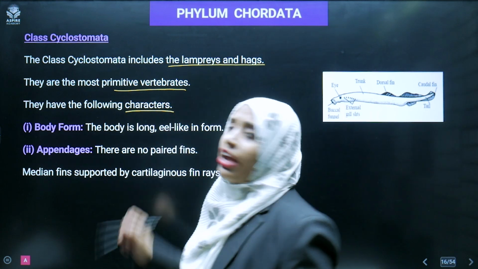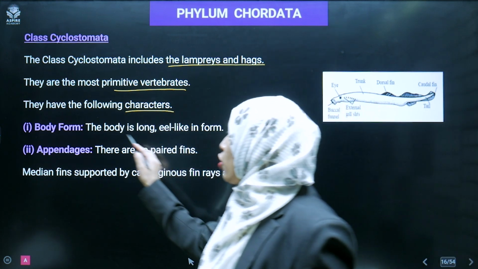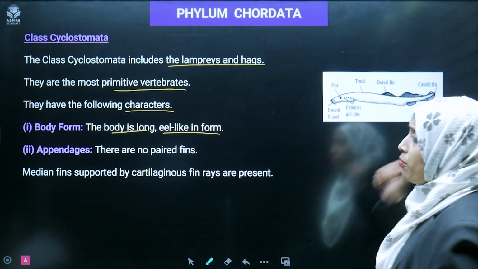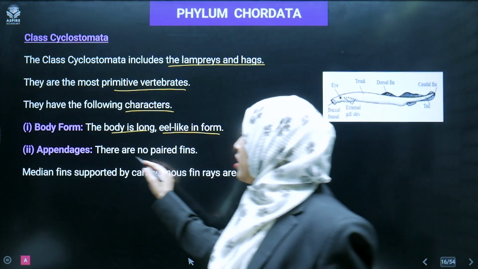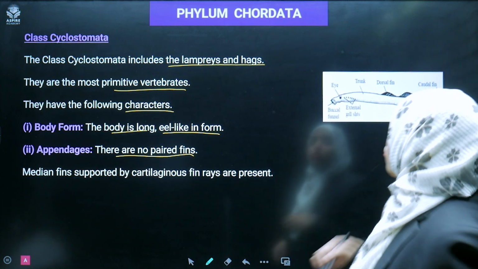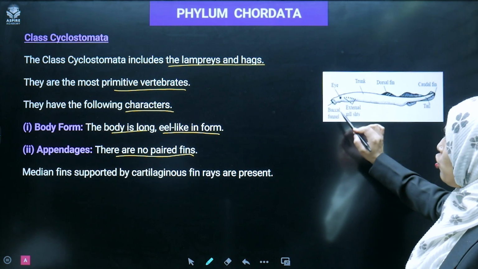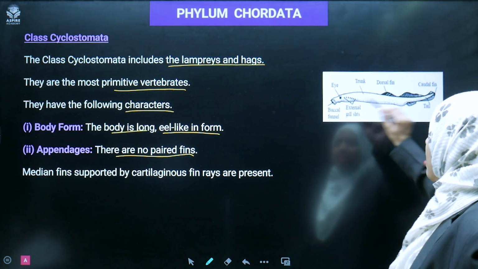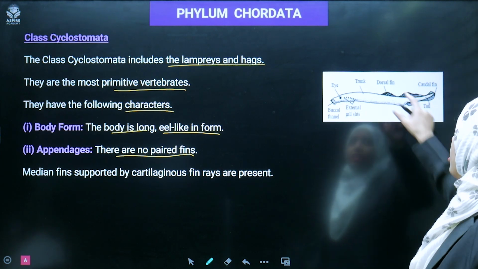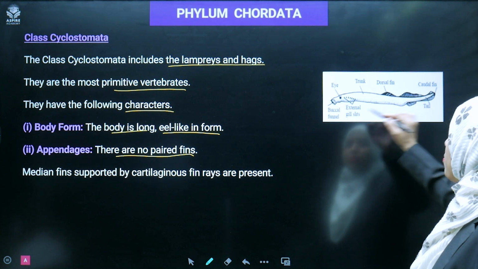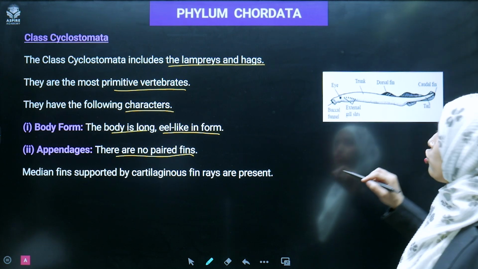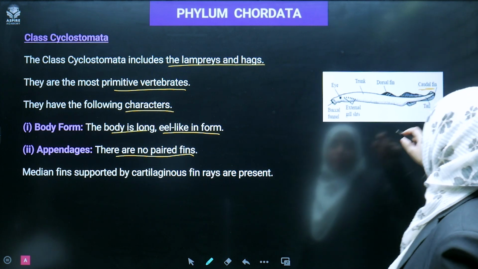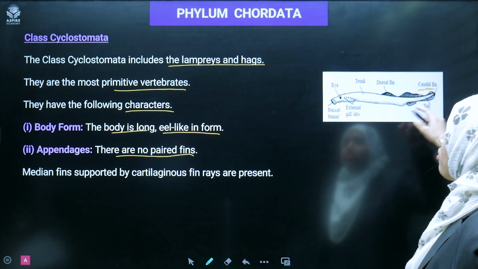They have the following characteristics. What is the body form? The body form is long, eel-like. Appendages: there are no paired fins. The fins that are there are not paired. As you can see, this is the eye region, and the trunk is the main body. Then there is a dorsal fin, but in the lower part there is none, so it is not paired. Then caudal fin, that is the tail fin. The fin near the tail is the caudal fin.